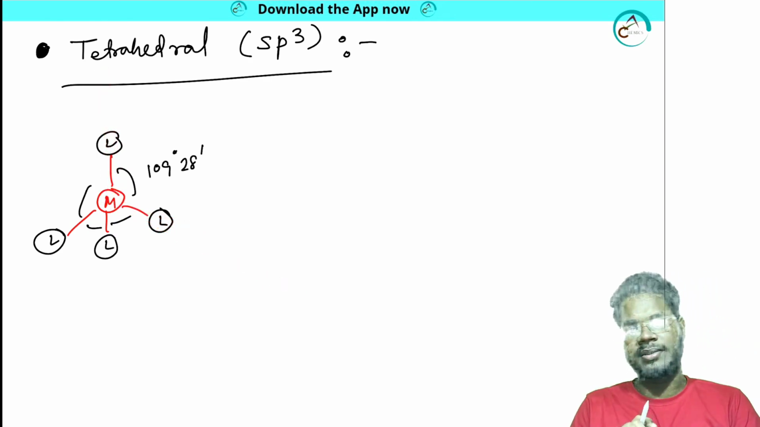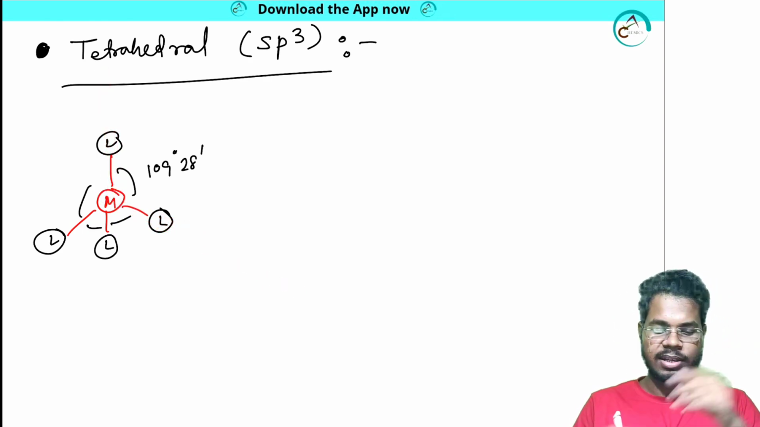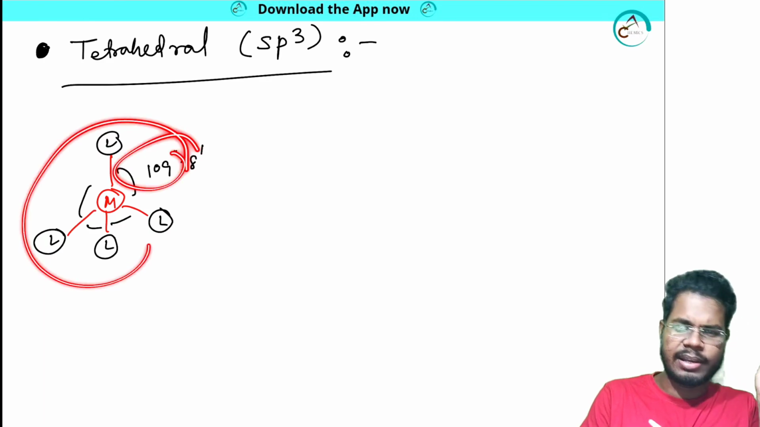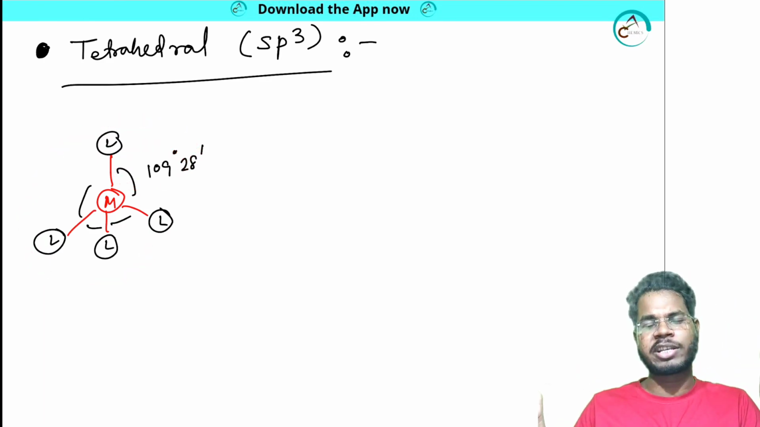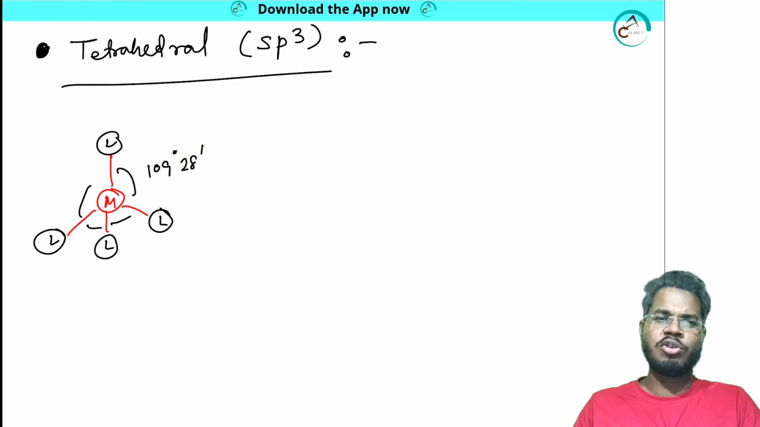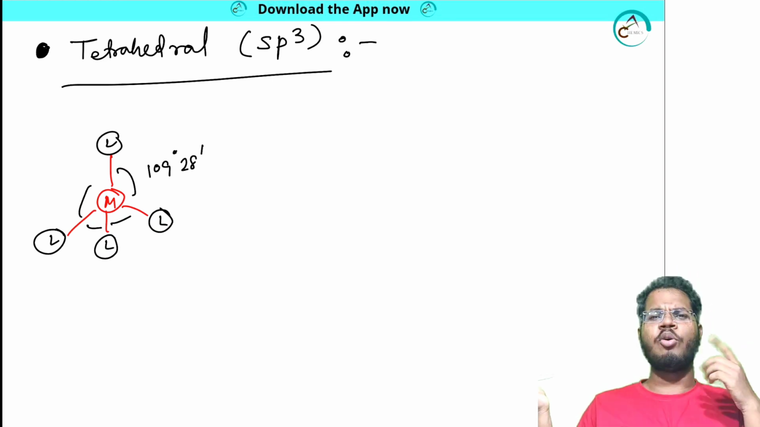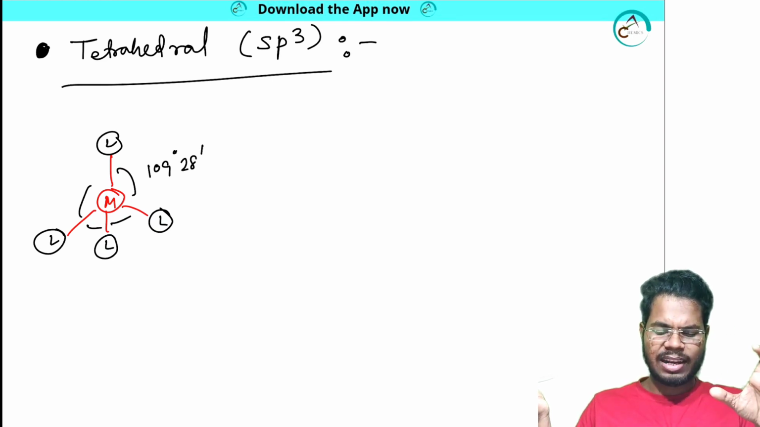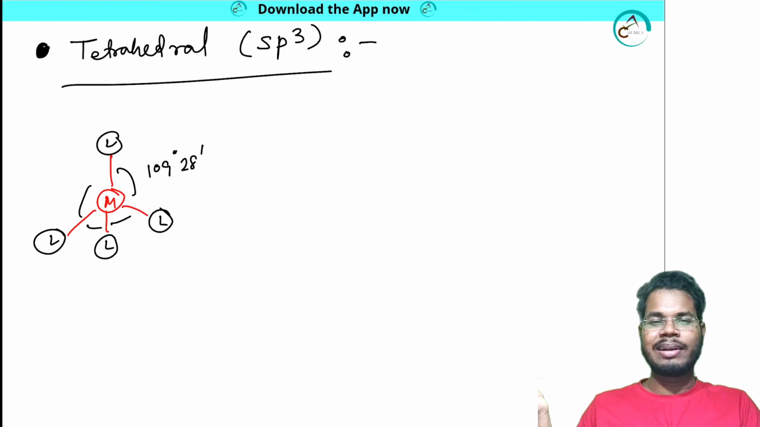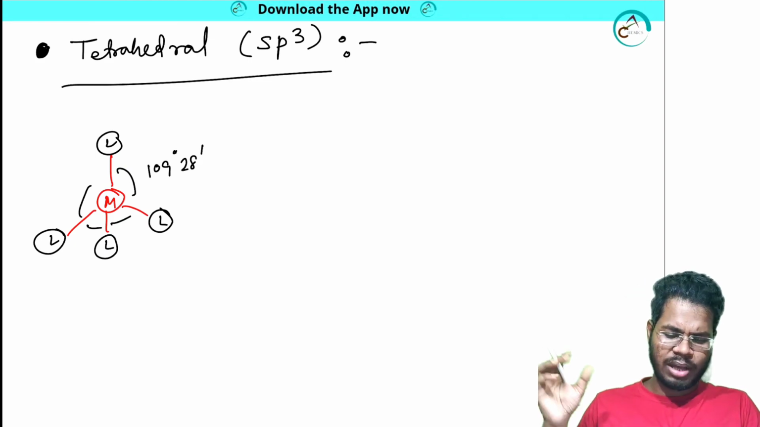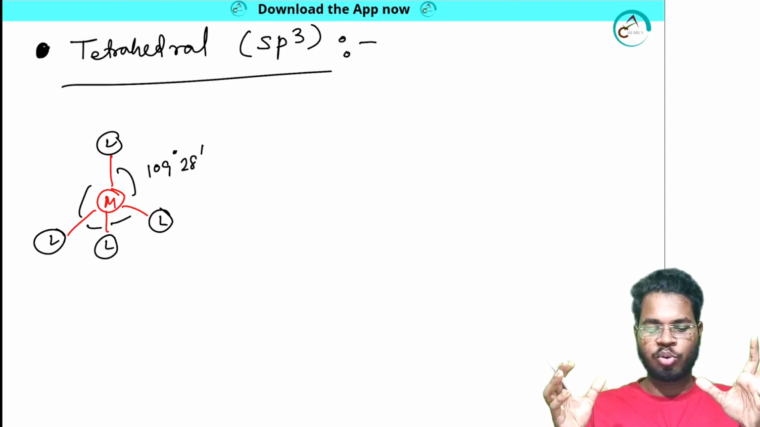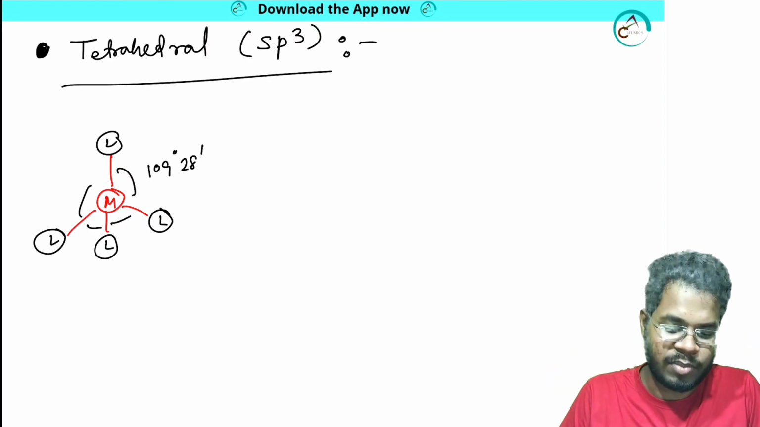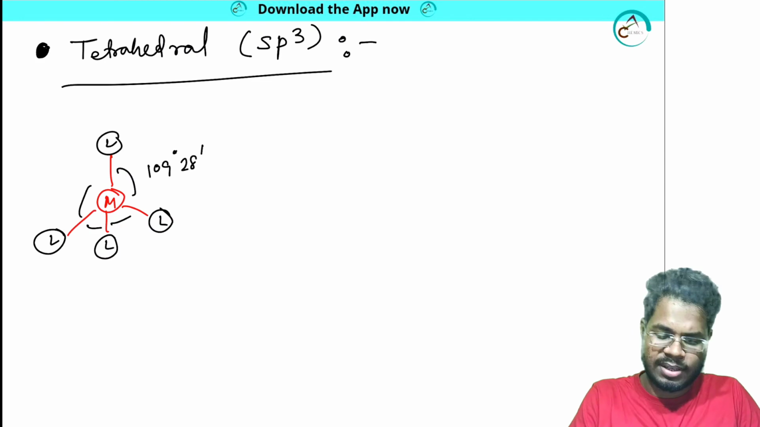You cannot expect this, because the angle is not 90 degree. If it was 90 degree, then you could expect that one will be on the x-axis and another will be on the y-axis. But the angle between two ligands is 109 degree 28 minutes. So if I draw the system in a cube, then you will get to know where the ligands are actually present in a tetrahedral system.